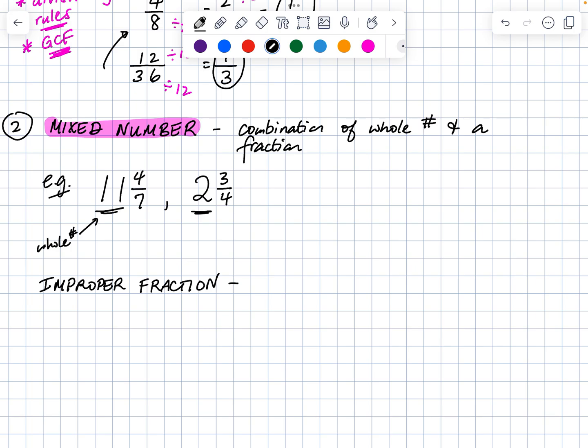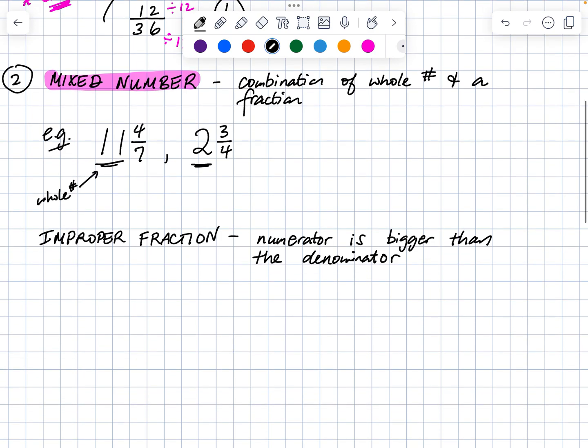So this is where the numerator is bigger than the denominator. So notice I'm throwing in the vocabulary here. Meaning that the numerator, the top number, is bigger than the bottom number, the denominator. Okay. So examples for that.